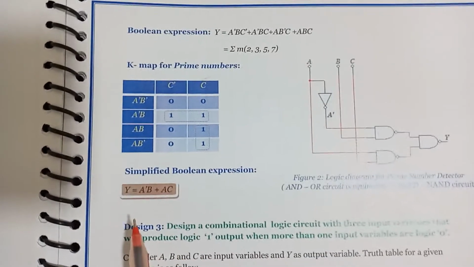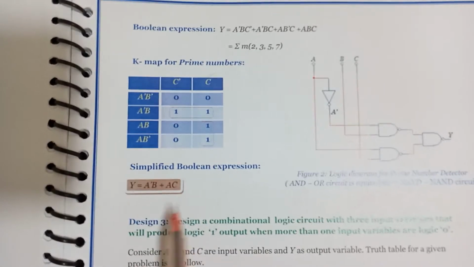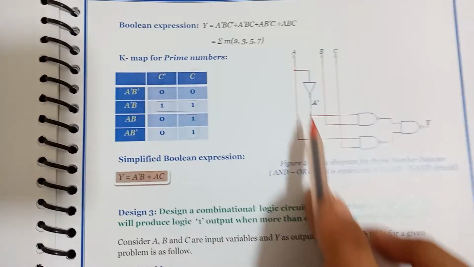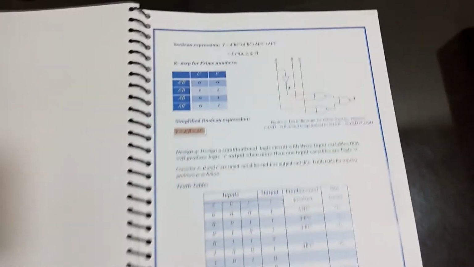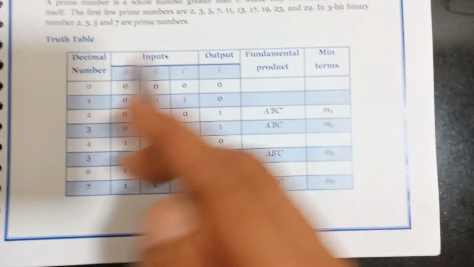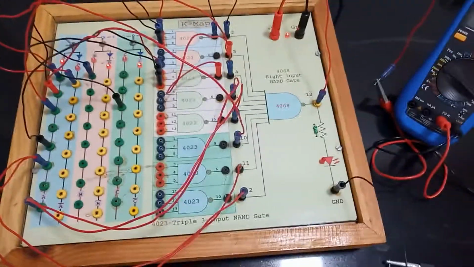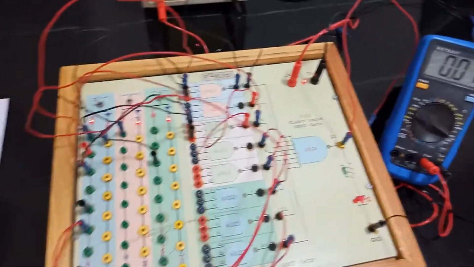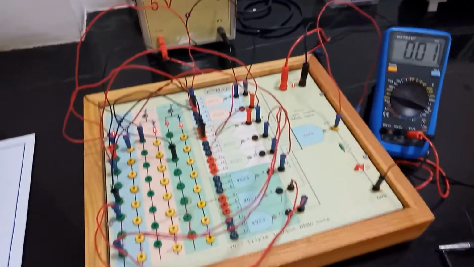So we will make the circuit for this equation, and we will verify the truth table of this prime number circuit. I have already made the circuit for it. Let me switch on the voltmeter, and we will start to verify the circuit.